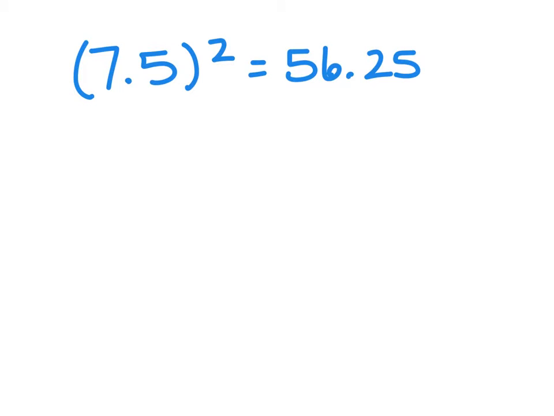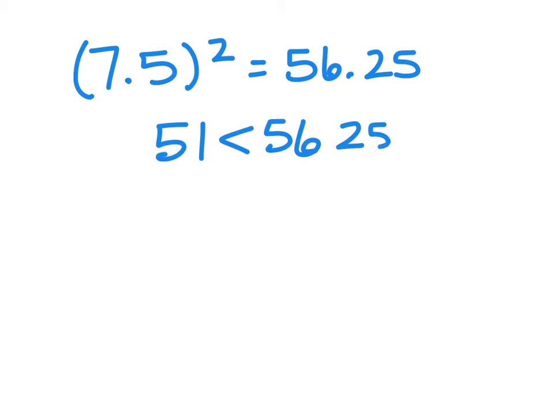Now we want to compare the square of our average, which is 56.25, to our original number. So 51 is less than 56.25. From that piece of information, we can logically deduce that the square root of 51 must be closer to 7 than it is to 8. If our number were greater than 56.25, its square root would be closer to 8. But since 51 is less than 56.25, our answer is closer to 7.